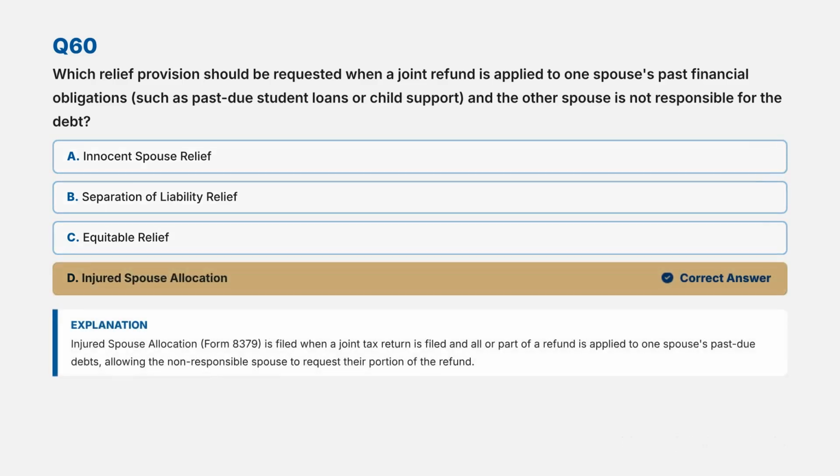The correct answer is D. Injured spouse allocation. Injured spouse allocation, Form 8379, is filed when a joint tax return is filed and all or part of a refund is applied to one spouse's past due debts, allowing the non-responsible spouse to request their portion of the refund.